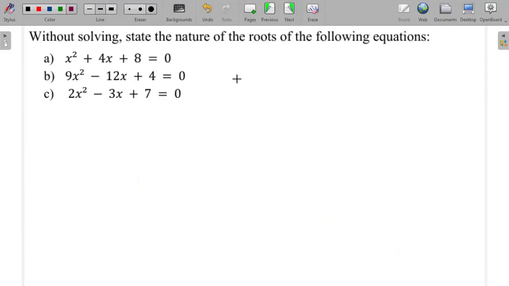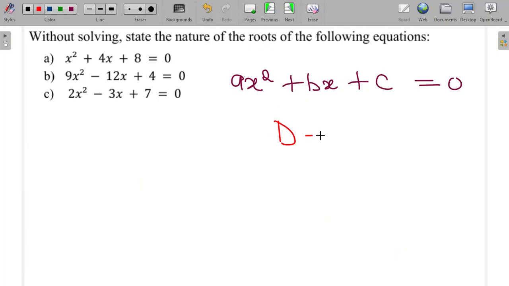Okay, so from the general form of a quadratic equation, we have ax squared plus bx plus c is equals to 0, right? Okay, so from this general form, we can get what we call the discriminant. So the discriminant is just going to be equals to b squared minus 4ac. So where do we get the discriminant? We get it from the quadratic formula.